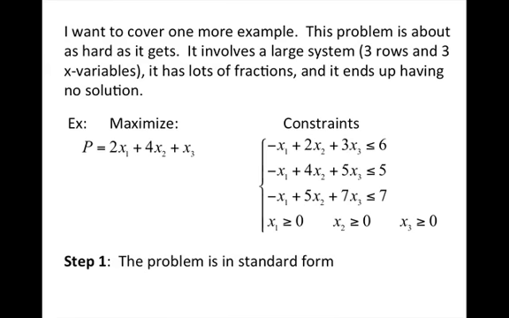So first we always check, and this problem is in standard form. Each of the x variables that I was given have been set greater than or equal to 0. Then look at your other constraints. They're all less than or equal to a positive number. So if these two conditions are met, the problem is in standard form. So now I want to set up the initial table.